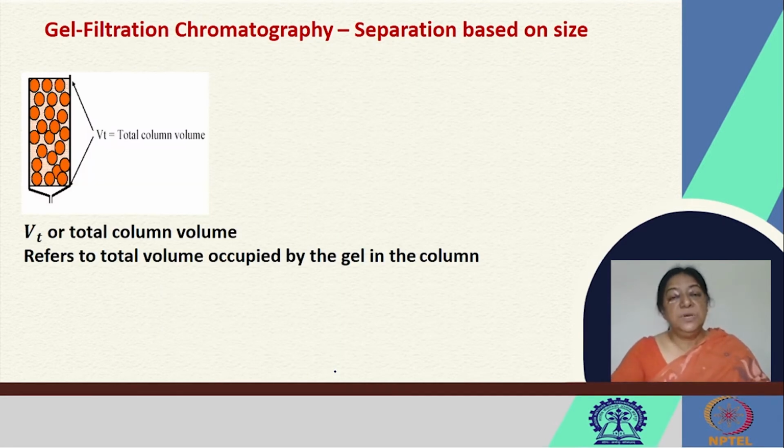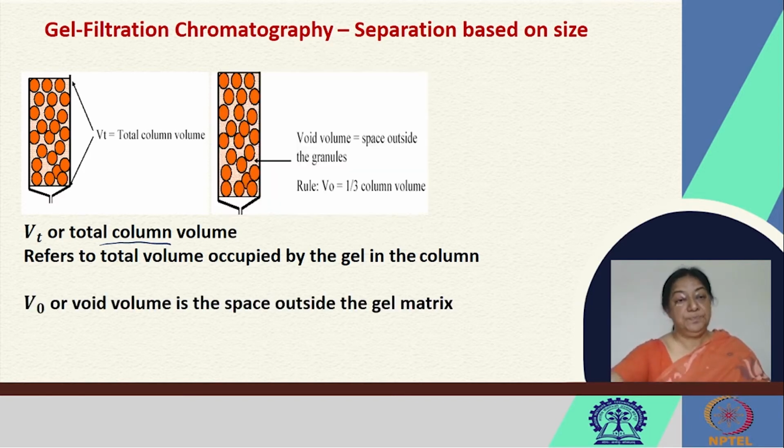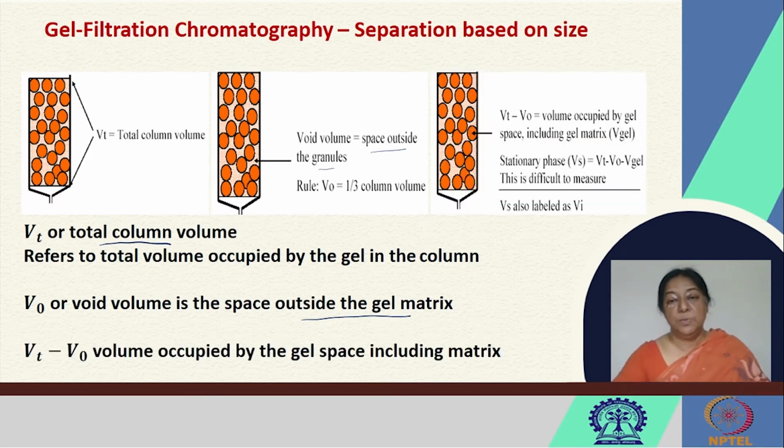So there are certain terminologies that we need to know here. There is a total column volume, that is the total volume that is occupied by the gel in the column. We have the void volume, that is the space outside the gel matrix or outside the granules, which needs to be also known to determine the partition coefficient, as we will see in a moment. This means that the volume occupied by the gel space, including the matrix, is Vt minus V0.